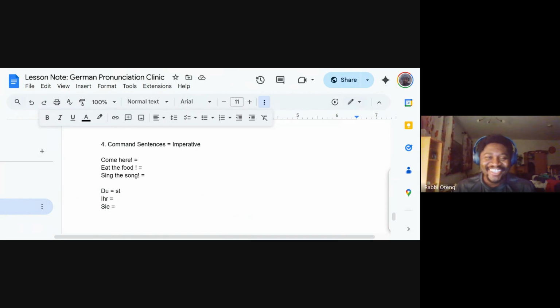You see that? Then with ihr, that's where you add your t. Then with Sie, back to the main verb stem. So our rule states that with the du form, if I'm giving an order to you, you should do away with what?